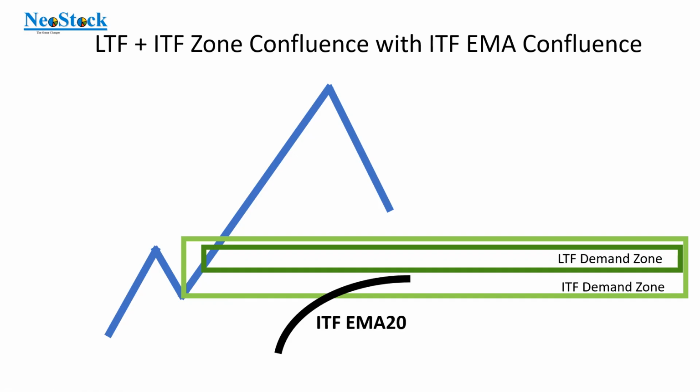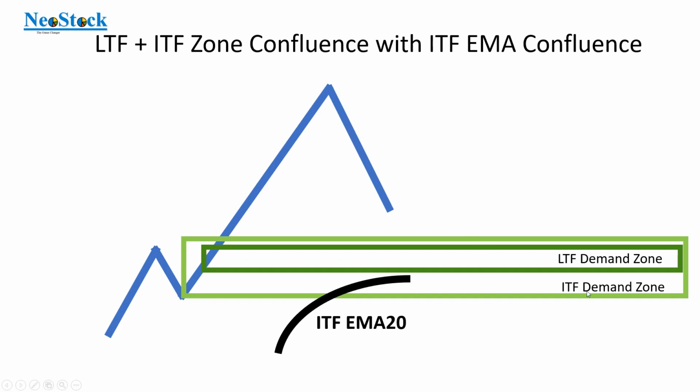Anywhere it can overlap. It can be exactly inside the zone, or it can be overlapped, or it can be at the proximal or distal line. Anything you can accept, or anything we call it as a zone confluence. In simple English, what is zone confluence? The lower time frame zone is part of the higher time frame zone.